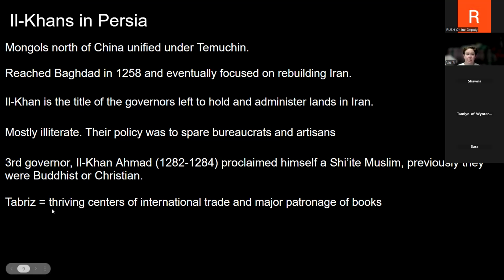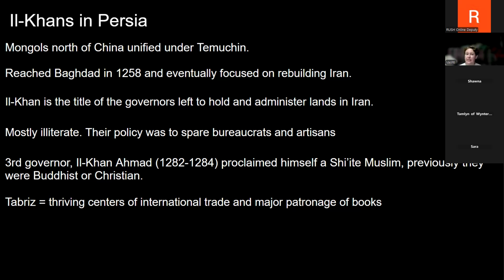So this is a group of Mongols who came in under Temujin and reached Baghdad around 1258. They tried to go down and take over Egypt too, and got kicked out, and they came back in and decided to focus on rebuilding Iran. And then, as this nomadic group does, the main guys in charge left a bunch of governors in different cities, and then they went back to the east. So as long as they're getting the taxes from over here, they're not real hands-on.